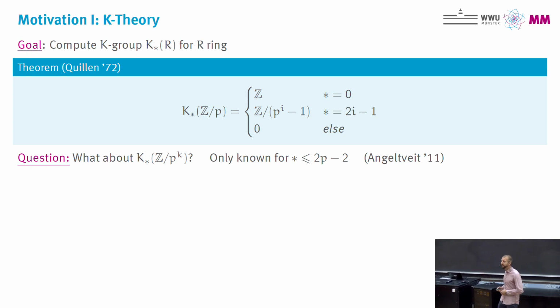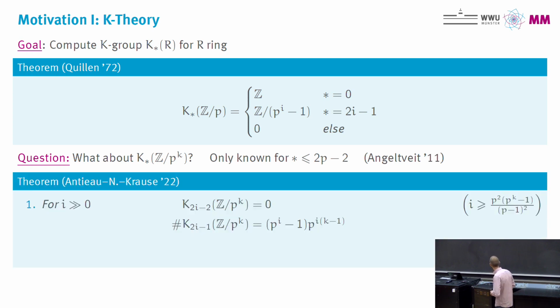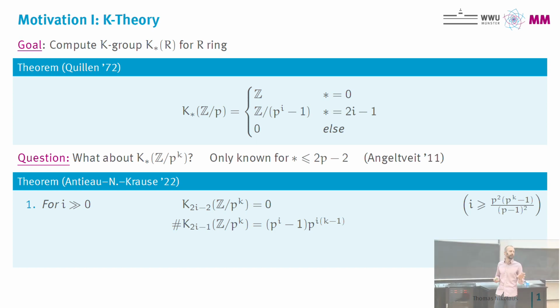Fortunately, now with the methods I'm going to talk about in this talk, we can compute those groups. And here's the result. If i is very large, then we see this even vanishing pattern. Like in the case of Z/p, we see that all the even groups are 0. As a result, once you know that, one can compute what the groups in odd degree are, or at least what the order is. These turn out to be all finite groups, and we can completely determine the order in that range.